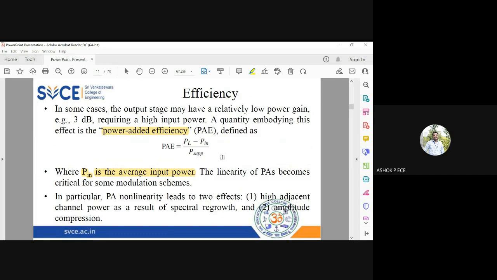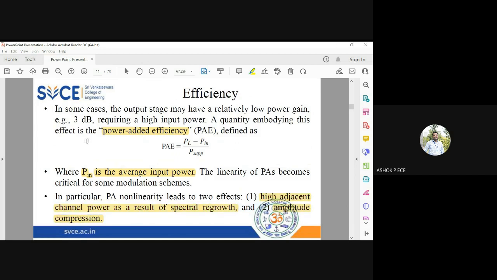So when the amplifier is going to work at high powers, linearity becomes the question. So what happens because of non-linearity? When non-linearity happens, the adjacent channels will start interfering and amplitude starts compressing.